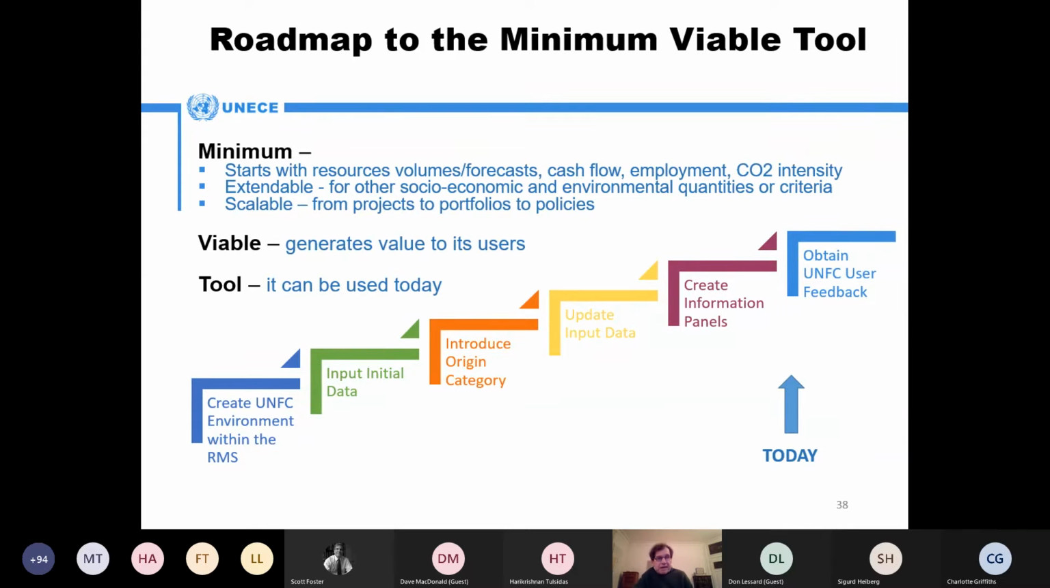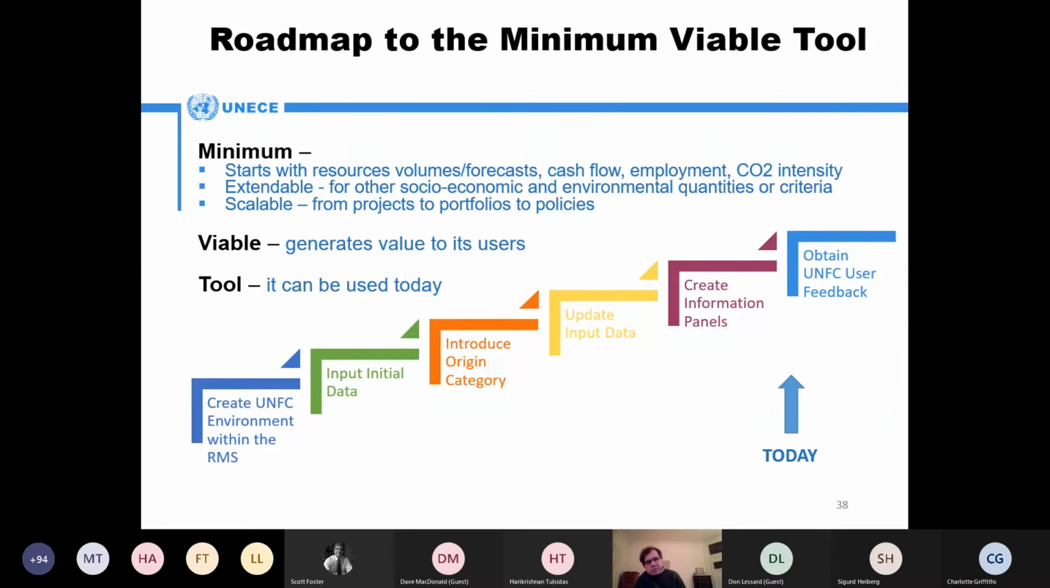Make it viable, meaning make it valuable to the end users. So using it must deliver value to the end user wherever you are. And a tool basically stands for you can use it today. It's not a promise. It's not a report. It's something that helps you to finish the task.